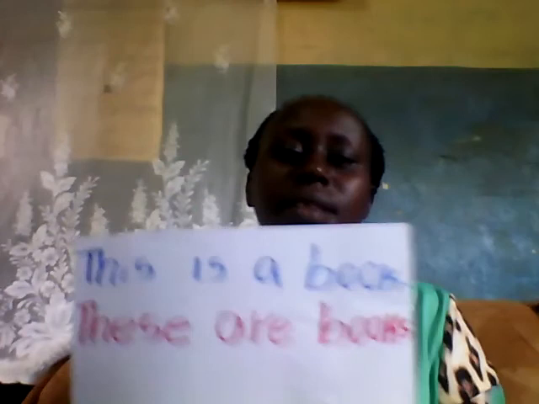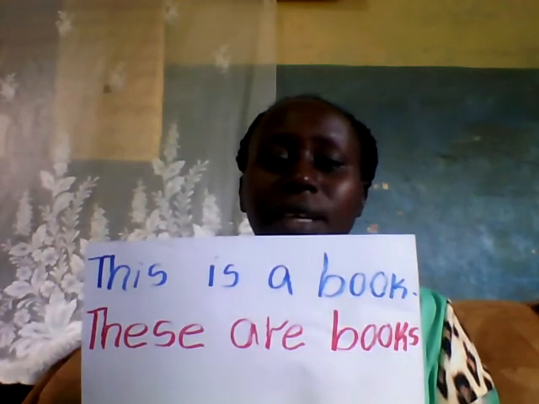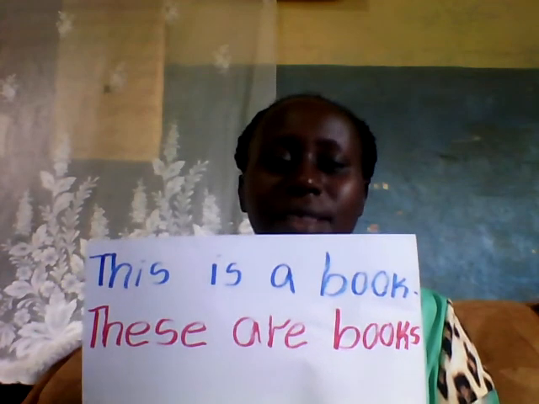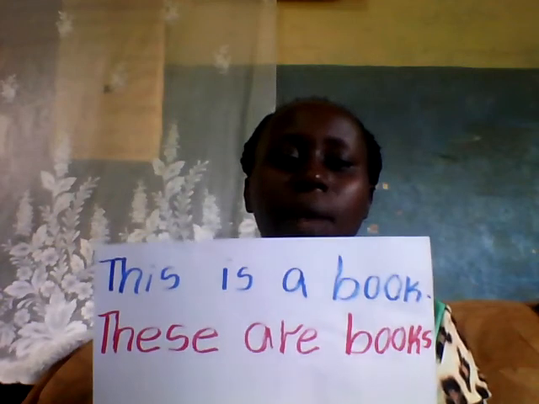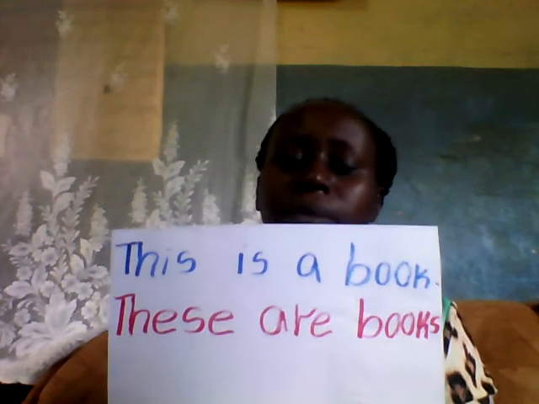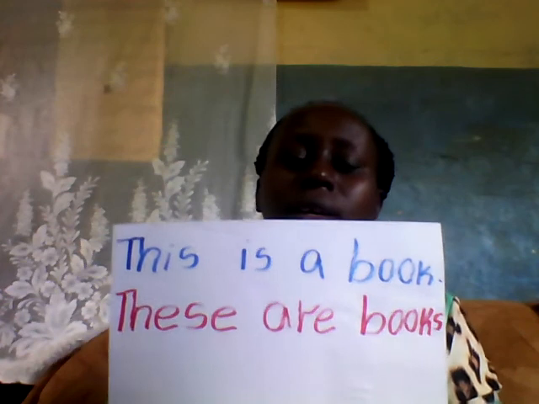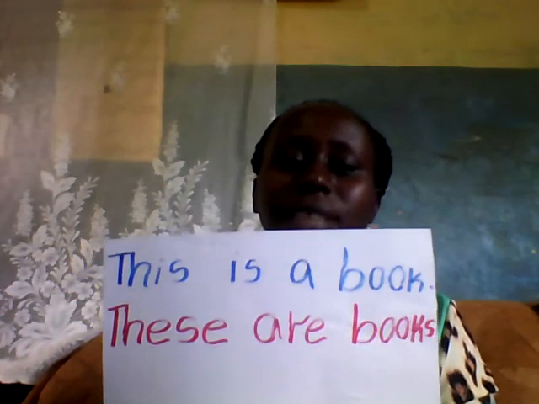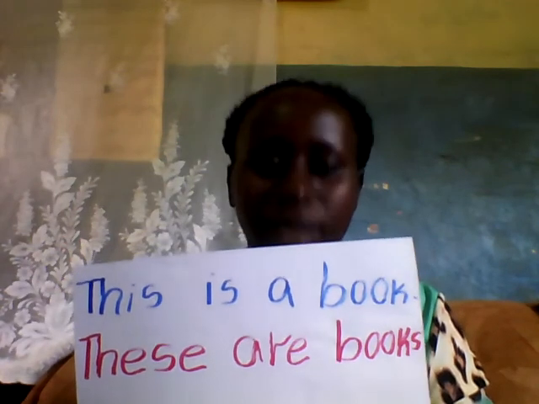I also have another example here with me. This is a book, and in plural we say these are books. Look at the way the word this changes in plural, and then you look at is and are. When we say the sentence in plural, it will be these are books.